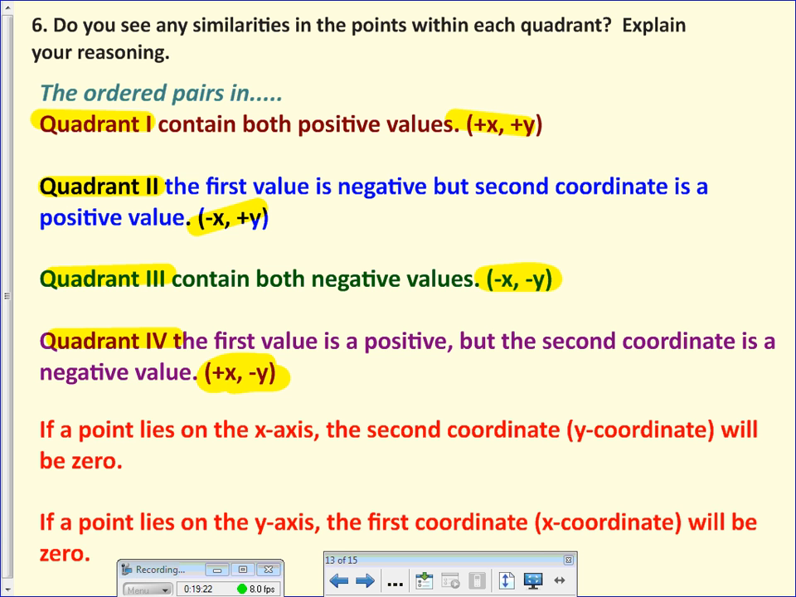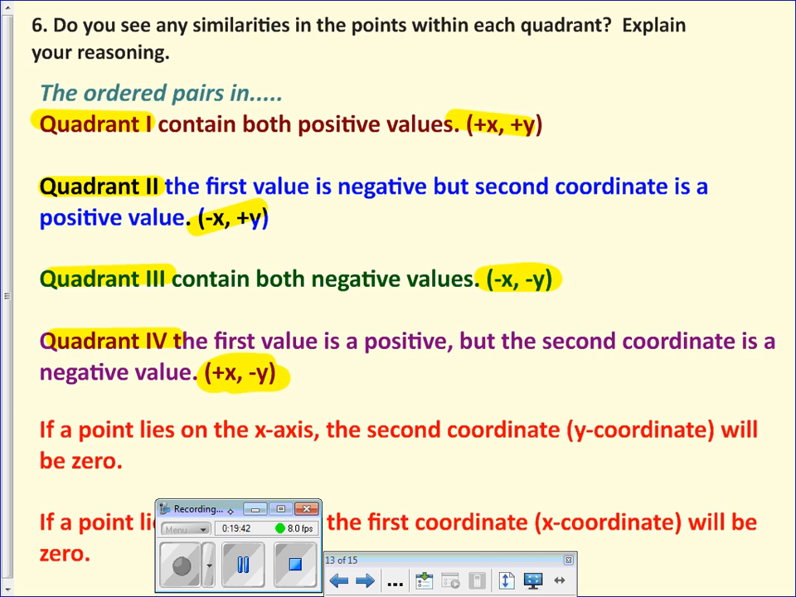So these two red sentences, please copy into your notes. If you want to copy it below number 6, because that's where you have room, that's fine. So if a point lies on the x-axis, the second coordinate, the y-coordinate, will be 0. And if a point lies on the y-axis, the first coordinate, the x-coordinate, will be 0.